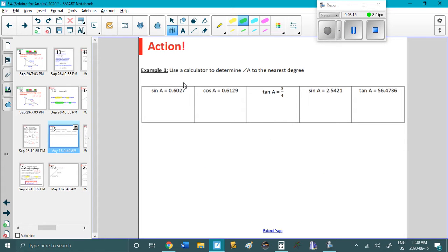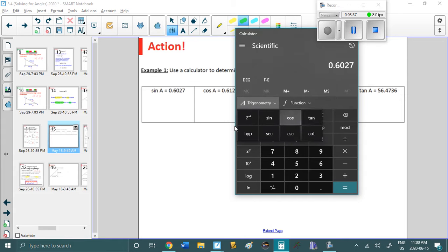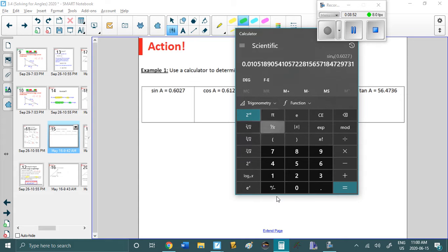Here we go. We're just going to use our calculator to start here. So if I'm told that sine A is 0.627, so that this tells me the ratio of the opposite to the hypotenuse, we want to find angle A. So check this out. I type 0.6027, and then instead of sine, cos, or tan, I'm going to use inverse sine, cos, or tan. So I hit second function, and then I go and I hit sine. And that didn't work.